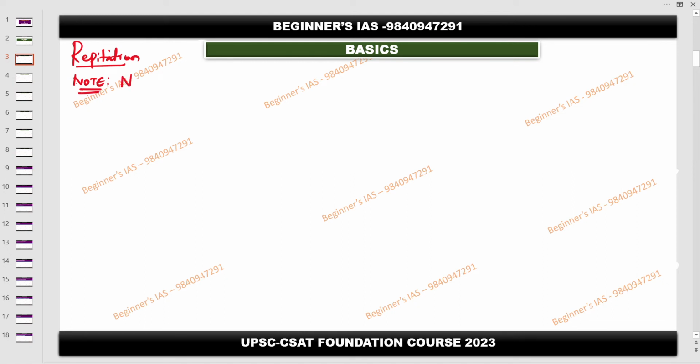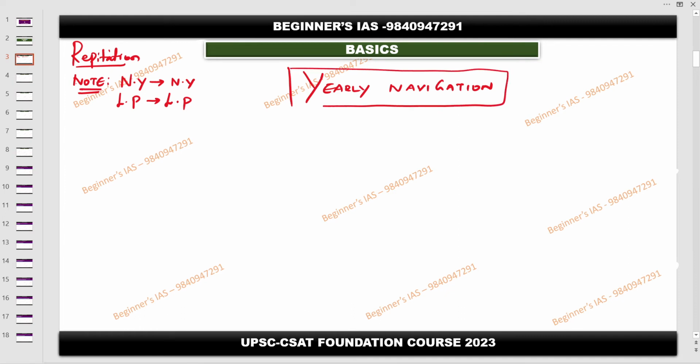Now, normal year calendar repeats in the normal year only. Leap year calendar repeats in the leap year only. So this thing you need to remember. That is very important. Then we move on to the yearly navigation. Yes, this yearly navigation is very important. Simple only. With this yearly navigation you can solve many questions.